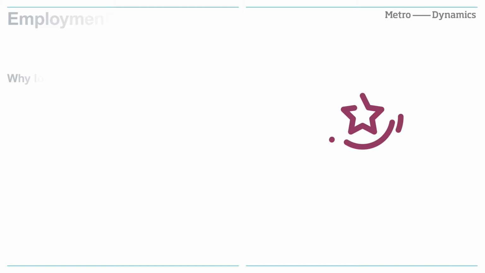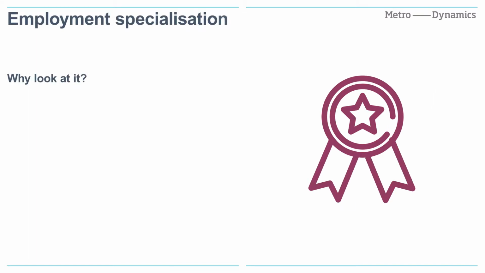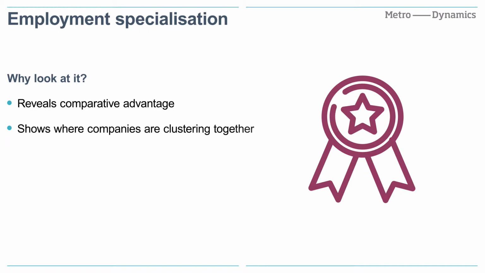Data around the number of jobs in different sectors is very useful for understanding where people are working in the local economy, but it doesn't tell us anything about whether one sector or another is a particular specialism. Identifying economic specialisms will help you see where you have a comparative advantage against other places. It will also give clues as to which types of businesses are clustering in the area, and where there may be the greatest opportunity to become a national leader in a certain area.